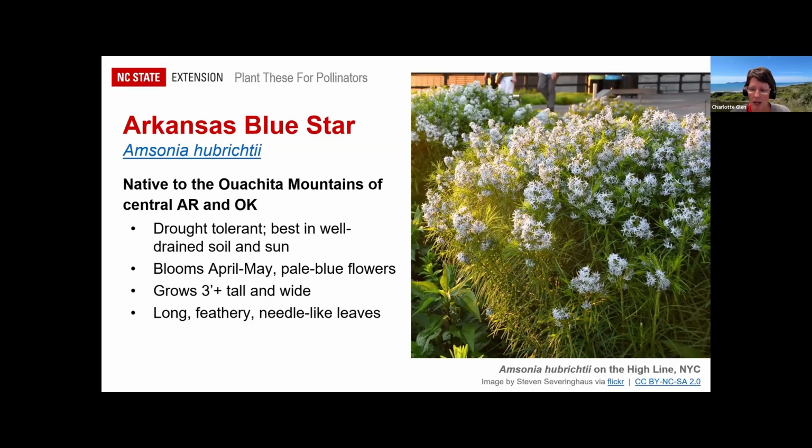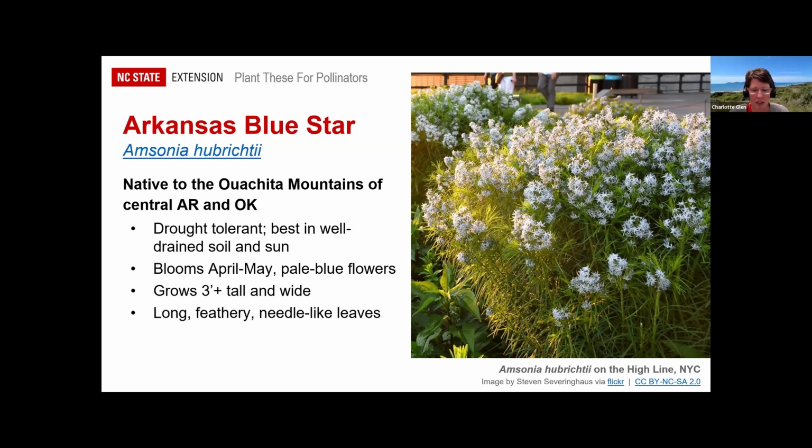It has these really fine thread-like leaves, which often in plants is an adaptation for drought because they have less leaf surface to lose moisture from. It does grow best in well-drained soil and sun. It does well in clay as long as it's not a heavy, wet clay, more of an orange, red clay that has good internal drainage. Also blooms in April and May.